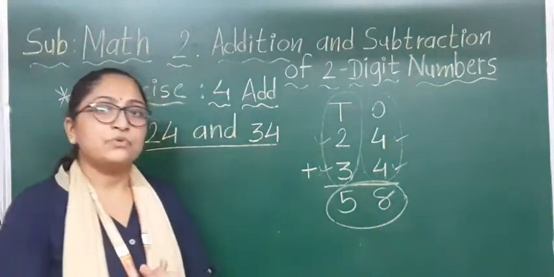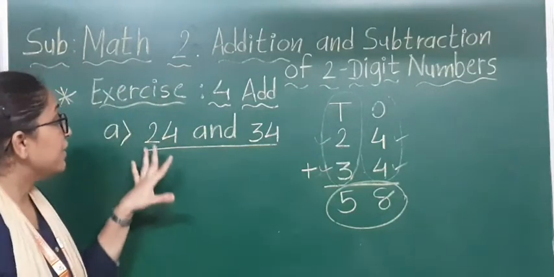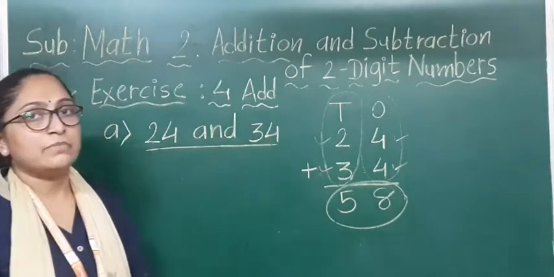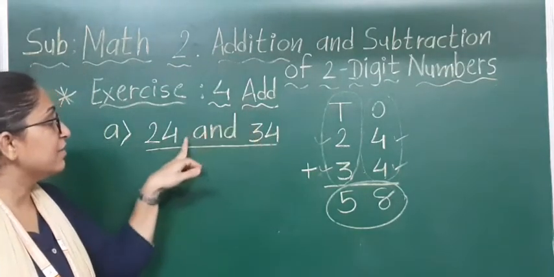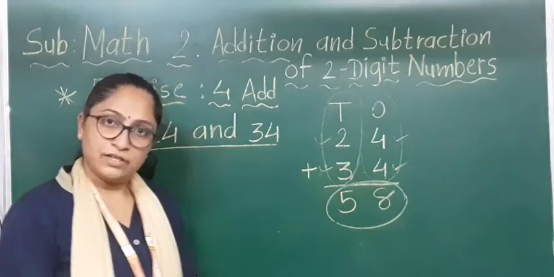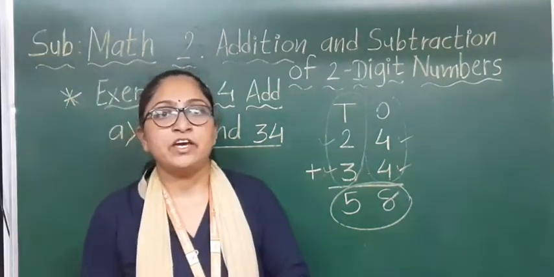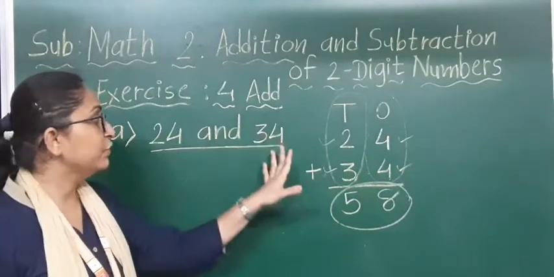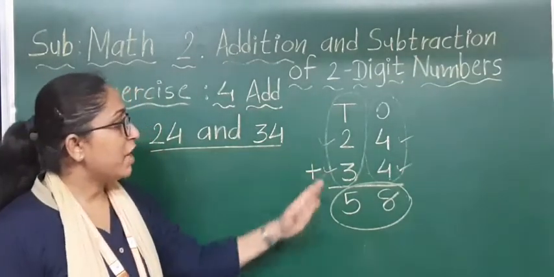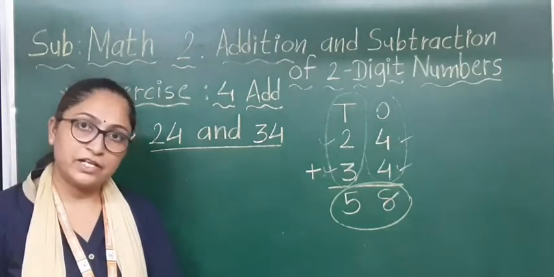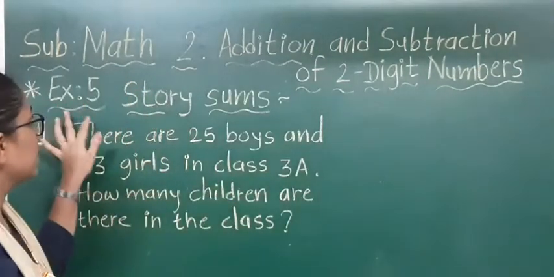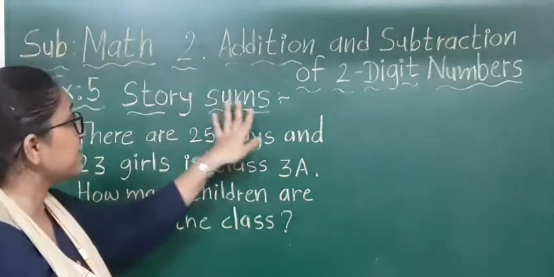Now it is clear how to do the addition. If we are given numbers like 24 and 34, we add them together like this and we get the answer 58. Clear? In the same way, if you are given more than 2 numbers, say 3 numbers, you do the addition the same way. Clear? Now let's see exercise number 5, that is the story sums.